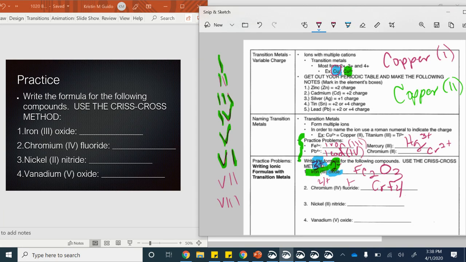Okay, the next one we have nickel 2 nitride. So that means that our nickel has a charge of 2+. Again, I'm getting that number from my Roman numeral. The nickel is a transition metal, so we don't know what its charge is unless the Roman numeral is given to us. So that's why we need the Roman numeral. Nitrogen has a 3- charge. So when we write it in, we have Ni. We need 3 of those. Again, the crisscross. And then nitrogen will need 2 of those.